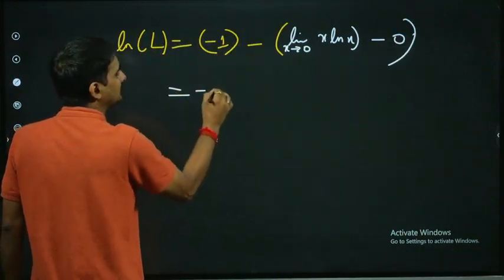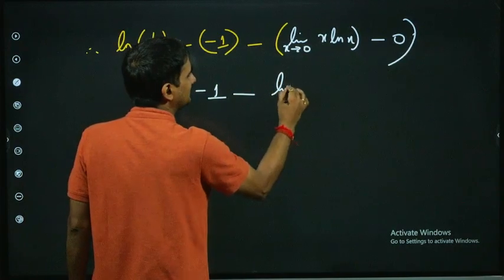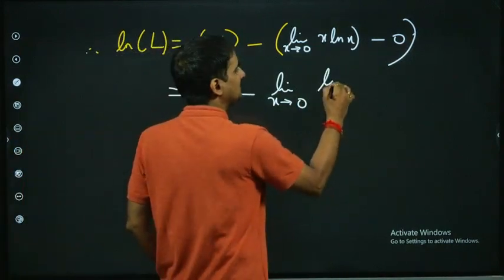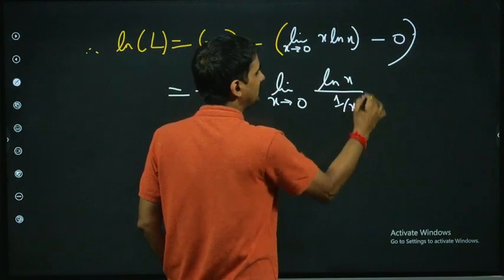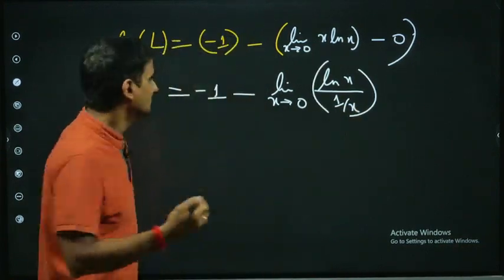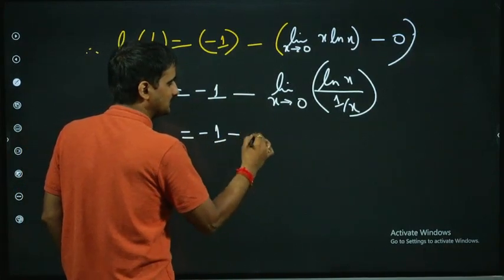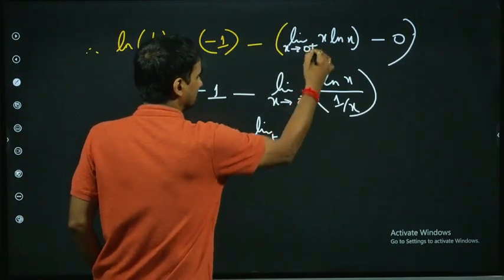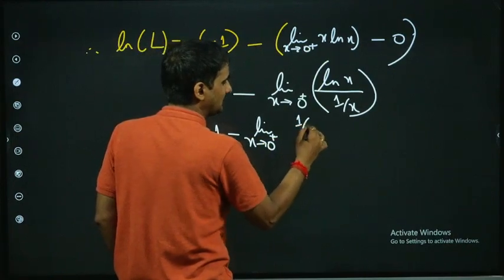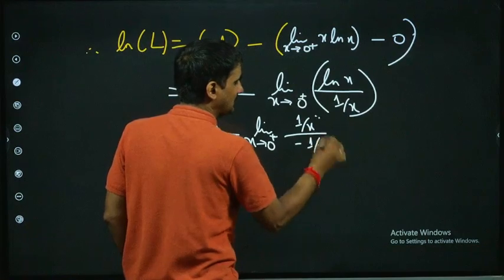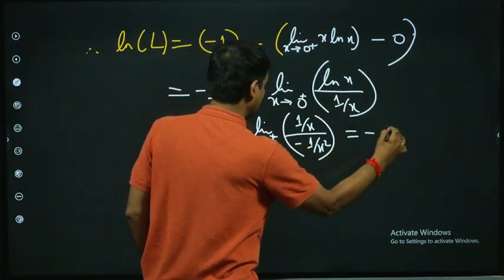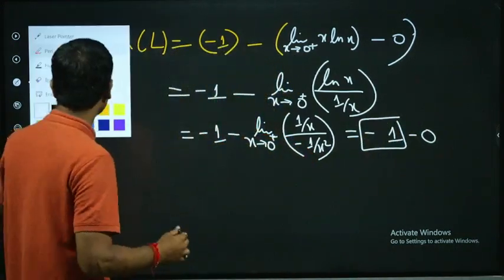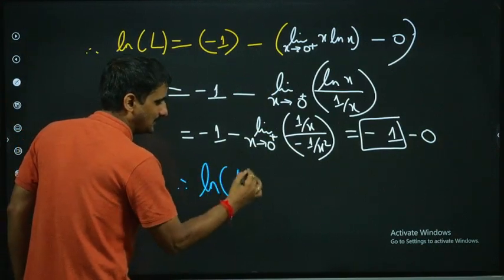So now it's minus 1. Now we have to evaluate this limit. As I said, as x approaches 0, x into ln x is of the 0 into infinity form, which I'll convert to infinity by infinity form and then use L'Hospital's rule. So what do we get? It's minus 1 minus the limit as x approaches 0, from the right side, of ln x over 1 by x. So differentiate: the derivative of ln x is 1 by x, and of 1 by x it is minus 1 by x square, and that's nothing but 0. So minus 1 minus 0. So the limiting value is minus 1. So therefore ln of L is minus 1.